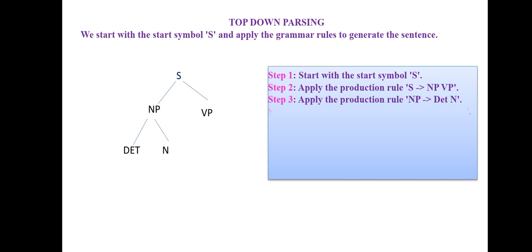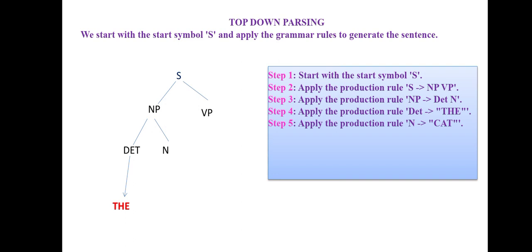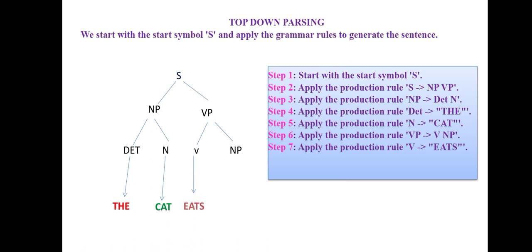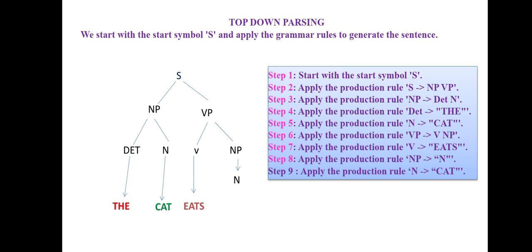Now the fourth step: apply the production rule for determinant. Under the determinant we can apply the, and under the noun we can apply cat. Now come to the verb phrase. In the verb phrase, we can derive that into verb and noun phrase. Under the verb we can substitute eats, and for the noun phrase we can go for noun. So under the noun we can go for fish, that is the noun form.